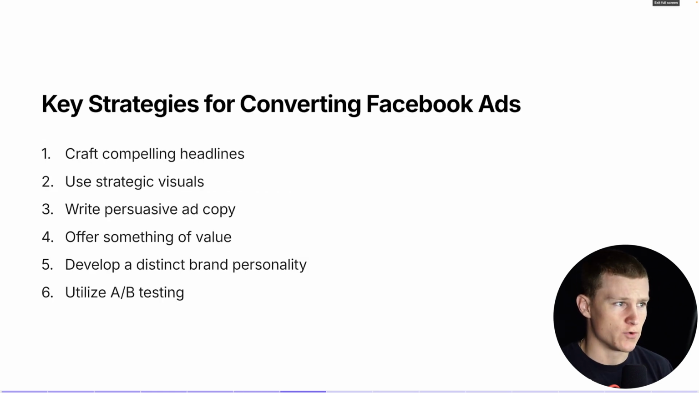Now, key strategies for actually converting Facebook ads: craft compelling headlines. Compelling headlines are going to be crucial if you're running something like static ads. Static ads need a compelling headline. If you don't have a compelling headline on your static ad, it will usually not work unless it's literally just an unaware ad and it's the product in the photo and then the copy is really good. So you have a good primary text and a good headline for the Facebook ad copy.